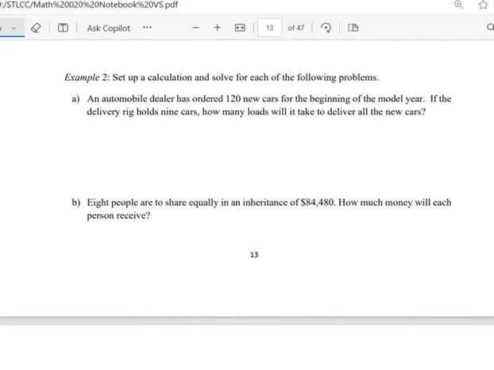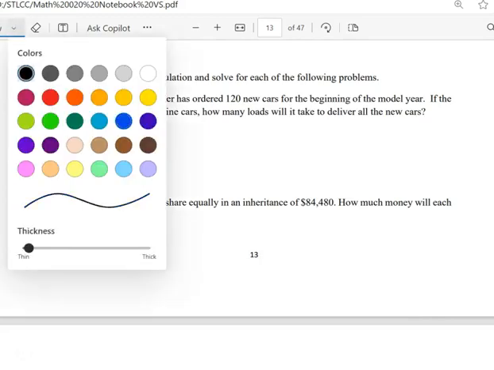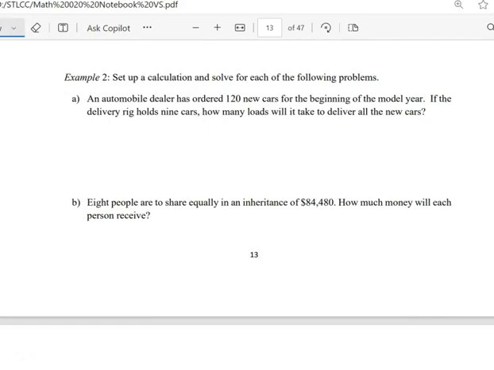All right, 2 more problems and then we are pretty much done with this lesson. An automobile dealer has ordered 120 new cars for the beginning of the model year. If the delivery rig holds 9 cars, how many loads will it take to deliver all the new cars? Okay, so they spell the 9 cars, which is tricky. So let's go ahead and divide 120 new cars by 9. So 120 divided by 9.